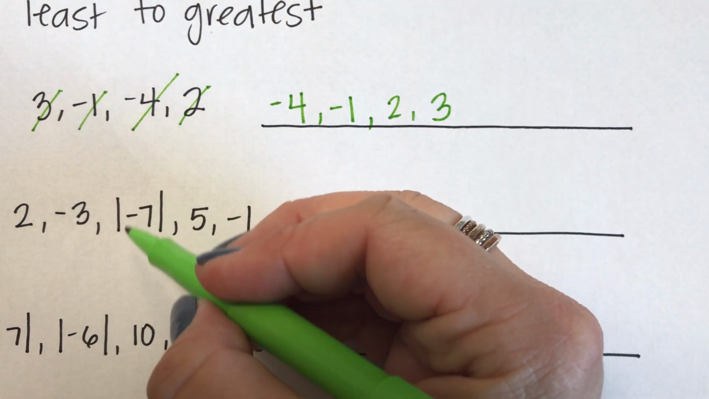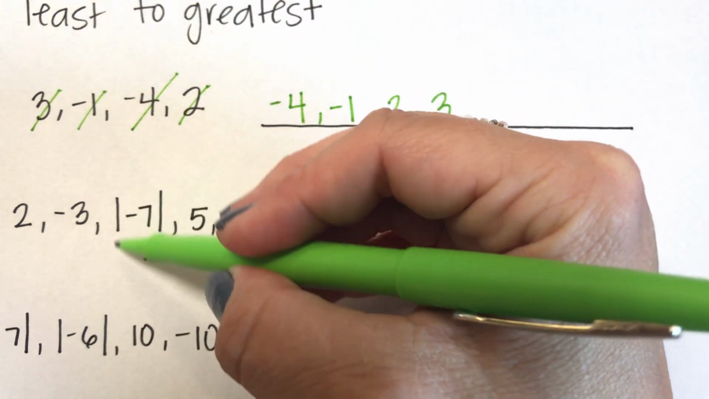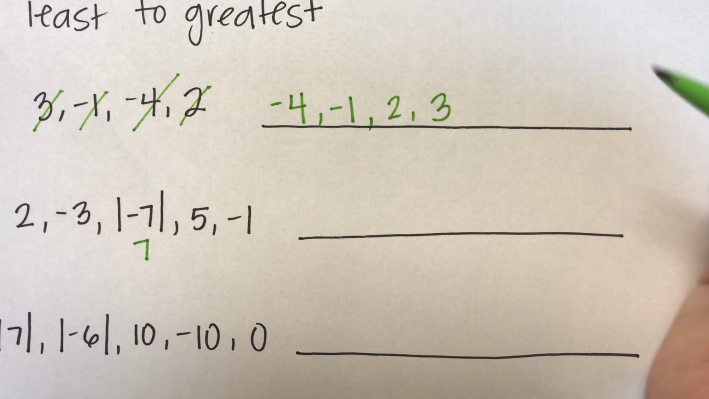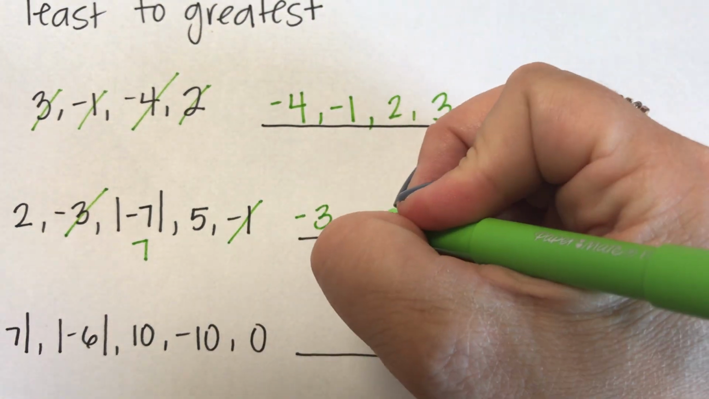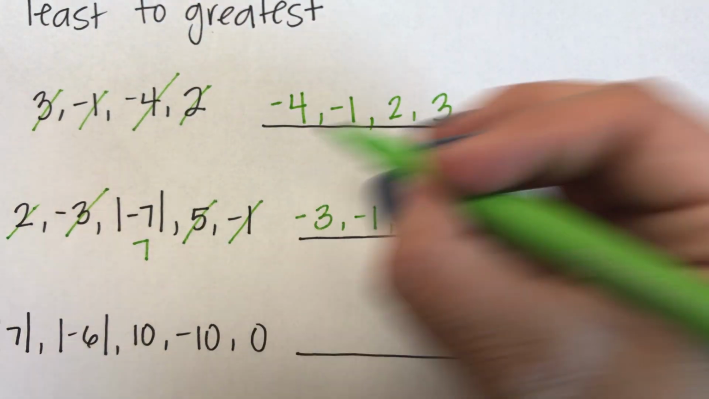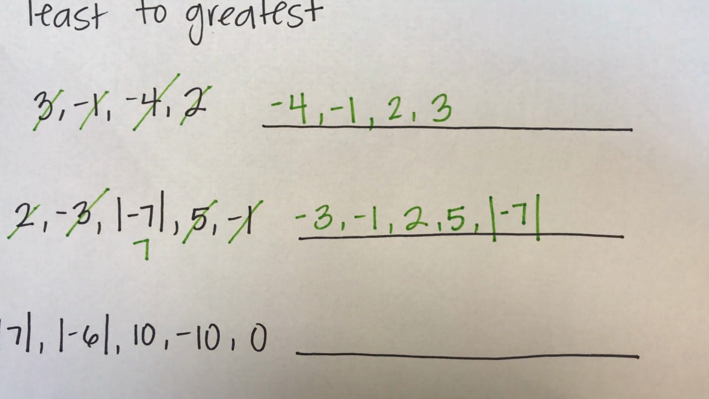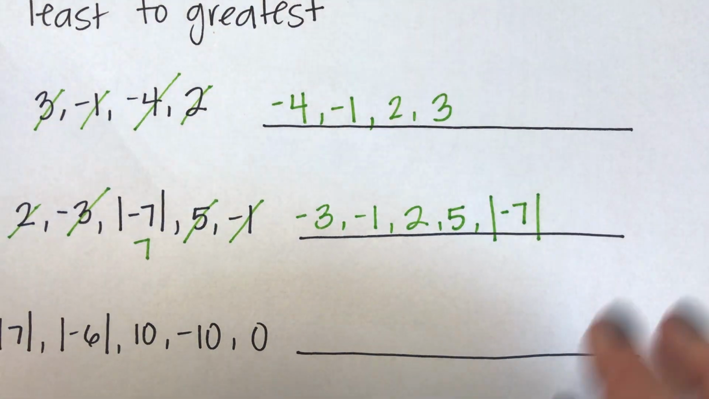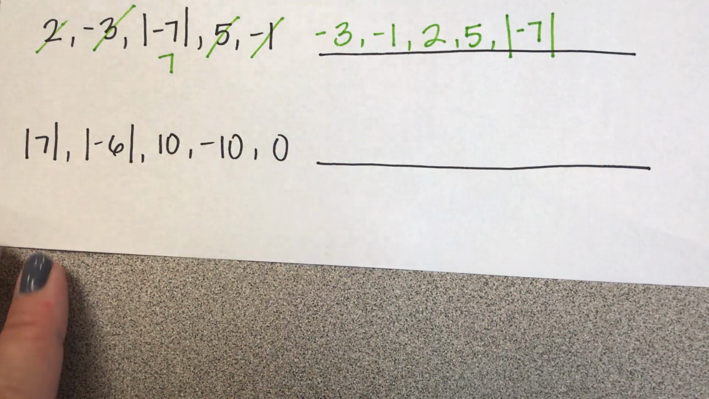Okay, over here I have the absolute value of -7, which I know is 7. So now that I kind of took this out of the absolute value, my biggest negative, right, my lowest temperature is -3 degrees. Then -1, then +2, then 5, then the absolute value of -7. Okay, and we always want to write it in the original format. So why don't you go ahead, pause it, and then come back and we'll check your answer.